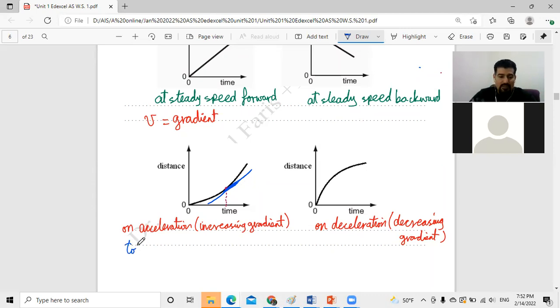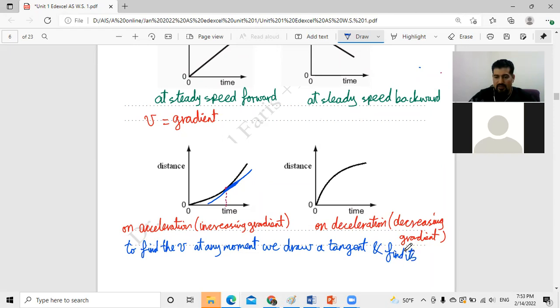So to find the speed at any moment, we draw a tangent and find its gradient.